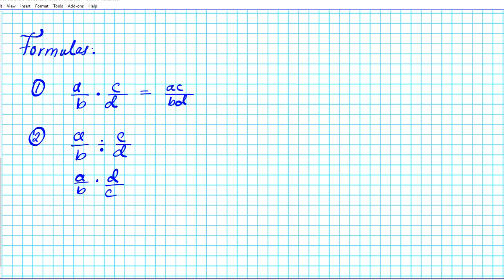Then we can apply the formula that we established in number 1, which is going to be ad over bc. So you just have to remember the process, which is drop, change, flip. Drop, change, flip.